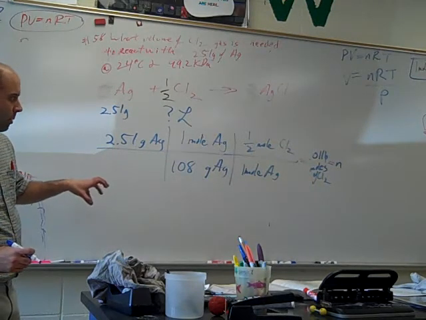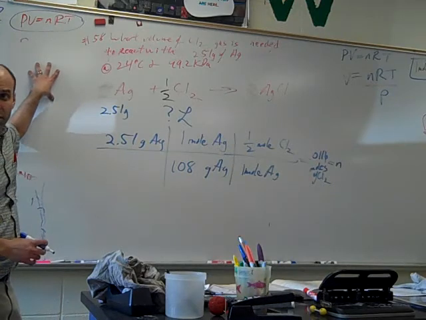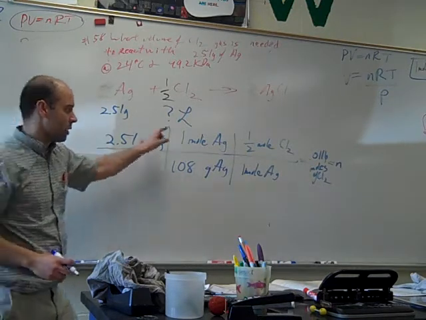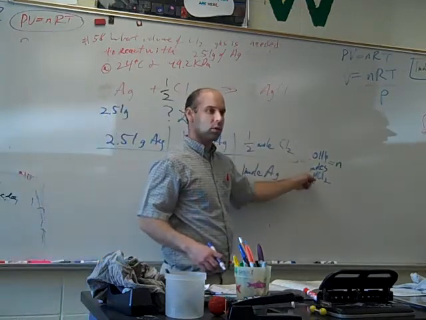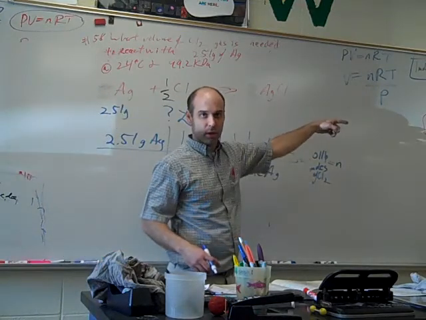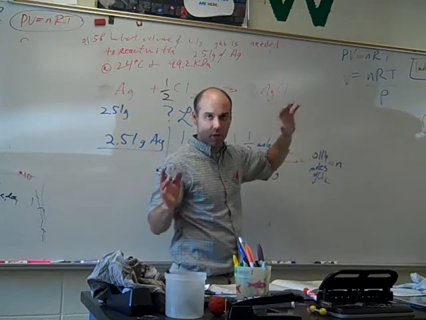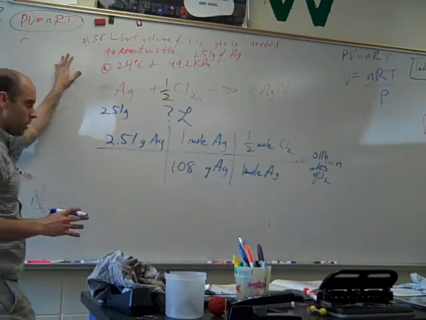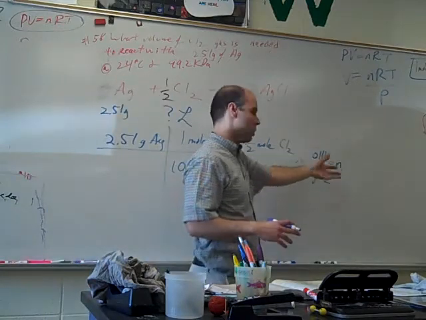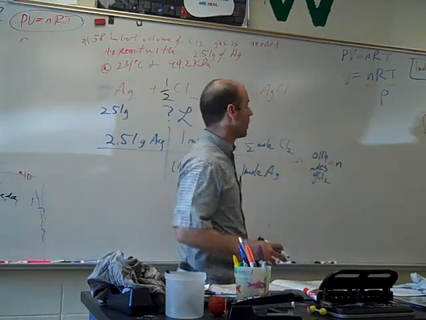I have my moles. That's n. In the last problem, we used PV equals nRT first to find the moles, and then we did our mole ratio. In this problem, we're getting the moles, and then plugging into PV equals nRT. So you can have problems do it either way: use PV equals nRT first to find the moles and then do your ratio, or do your ratio first and then find your moles.